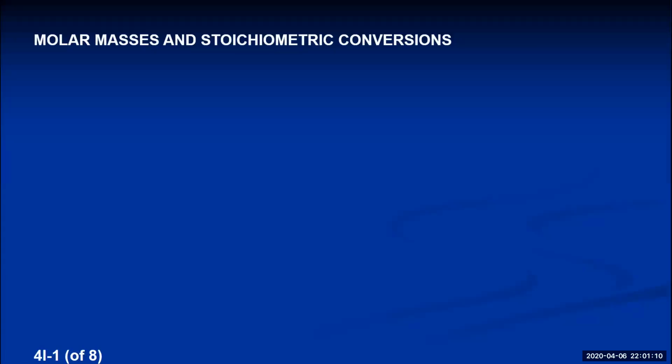This is lecture 4I, and today we're going to talk about molar masses and stoichiometric conversions. We've calculated molar masses of compounds before, and as an example, we're going to calculate the molar mass of ethanol, C2H5OH.